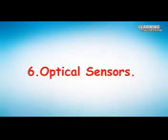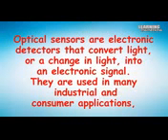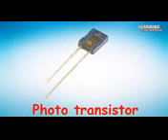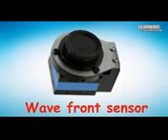6. Optical sensors. Optical sensors are electronic detectors that convert light, or a change in light, into an electronic signal. They are used in many industrial and consumer applications. For example, photodiode, phototransistor, wavefront sensor.